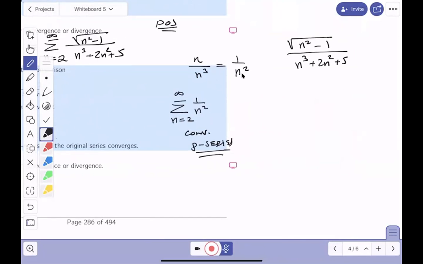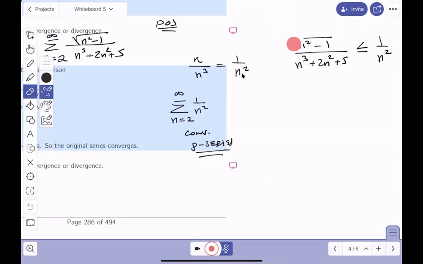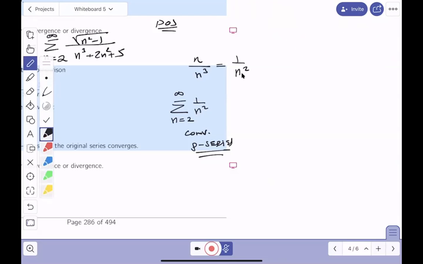You know what? I may go to limit comparison because I don't know if I want to solve that inequality. Yeah, it's too much for me. I don't want to do it. I'm going to do a limit comparison test. LCT.